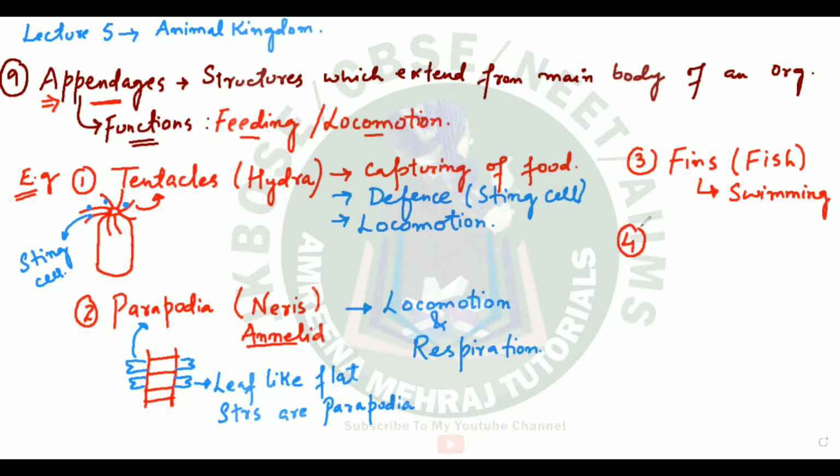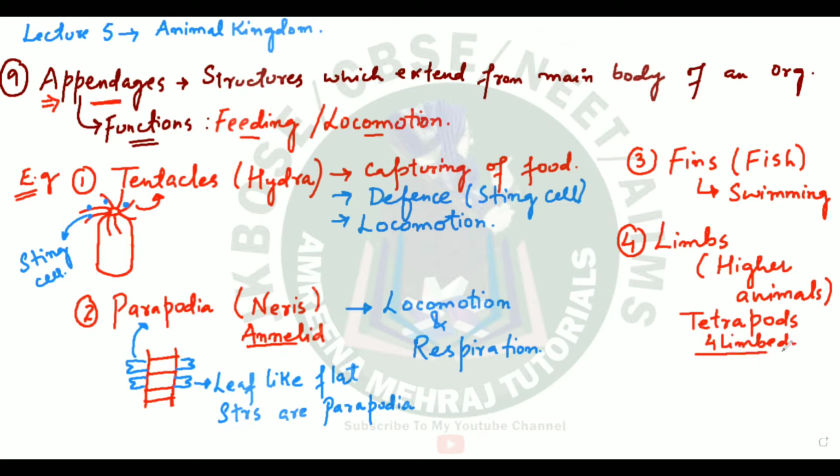The fourth example is that of the limbs. If we talk about ourselves, we have limbs. If we talk about higher animals, like frogs, toads, cattle, horse, deer, humans, monkeys, apes, these higher animals have limbs as their appendages. And how many limbs? 4 limbs. That's why we use the word tetrapods for these animals, because they are 4 limbed animals. And these limbs help the organism in different sorts of functions, like your hands, your arms help you in grasping the food, and your legs help you in locomotion.